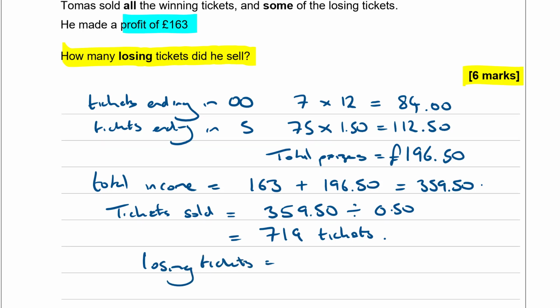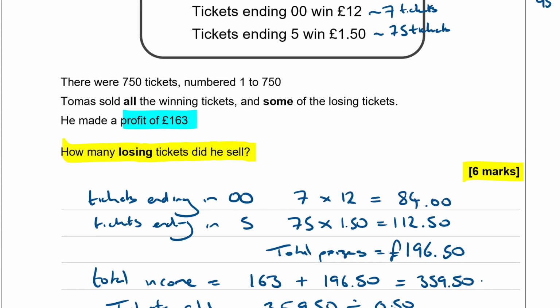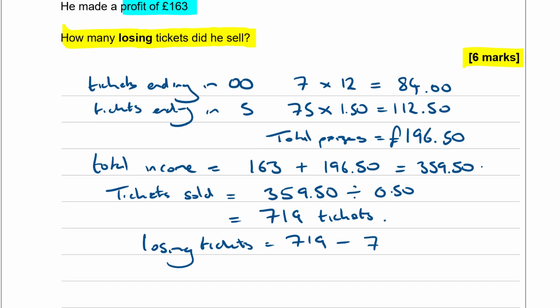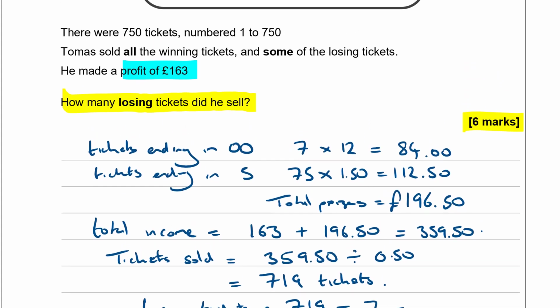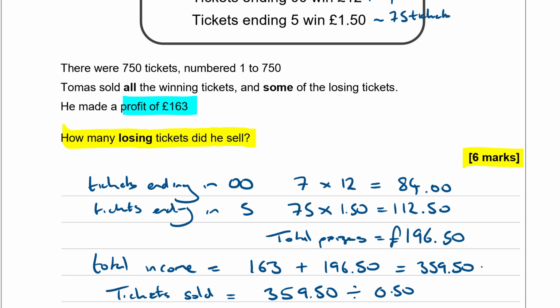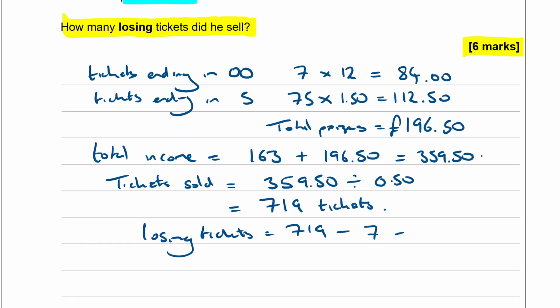equals 719 subtract the ones ending in 00, of which there were 7, and subtract the numbers ending in 5, of which there were 75. So minus 7 minus 75 is 637. So he sold 637 losing tickets.